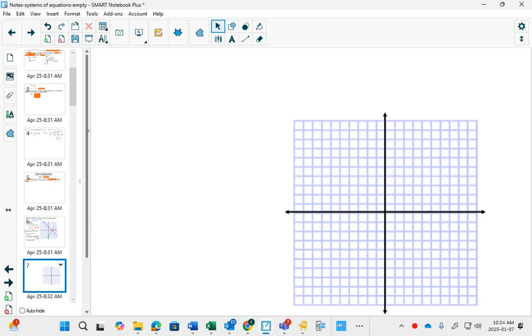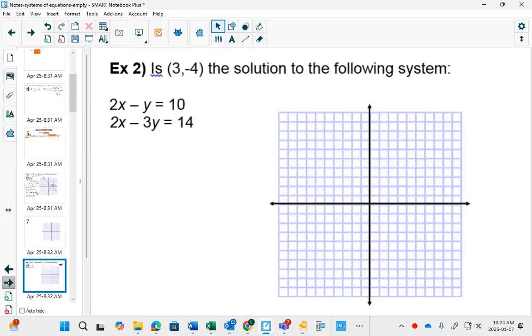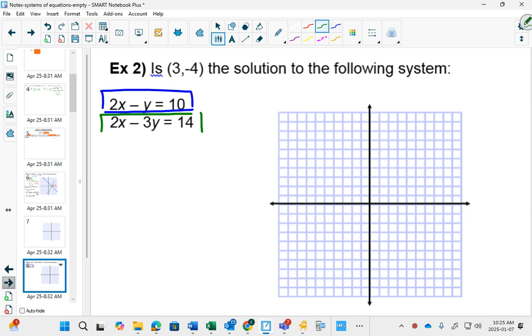Oh, here I just have a graph. I guess I took out the equation. Let's see if I've got it. There it is. Okay. Again, we want to graph this. I'm going to start by changing to y equals mx plus b. I'm going to do, again, this one in blue and this one in green.